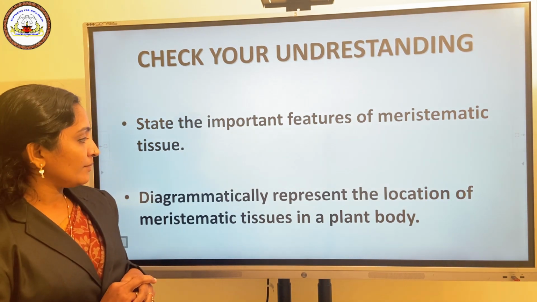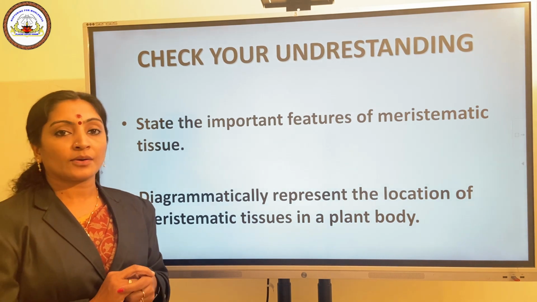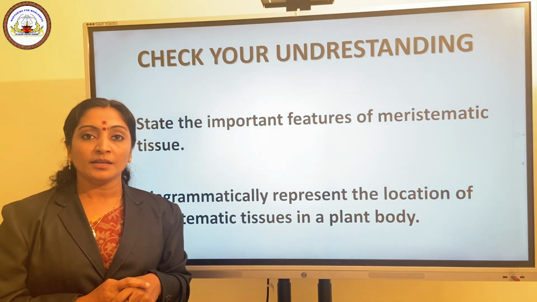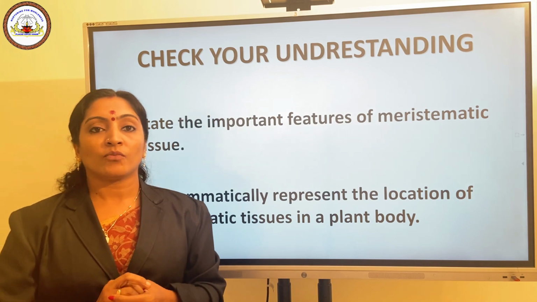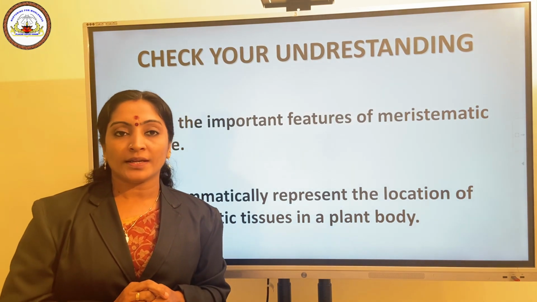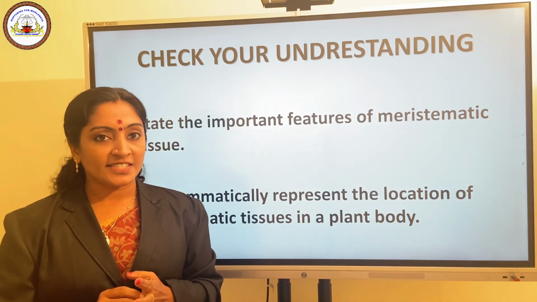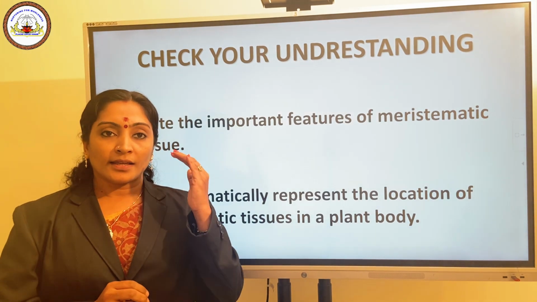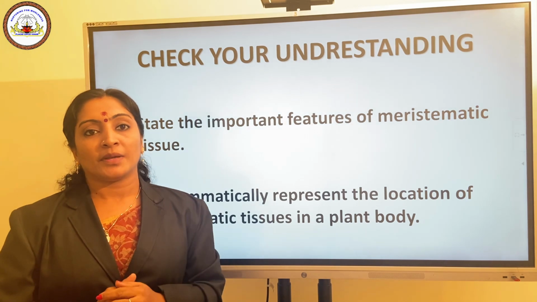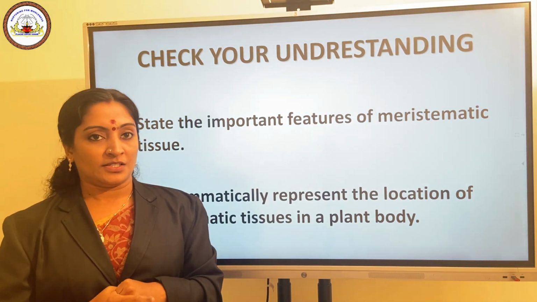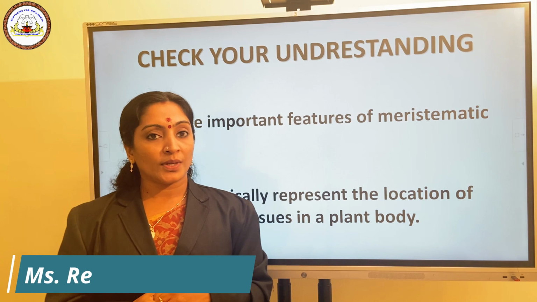The second question: diagrammatically represent the location of meristematic tissues in the plant body. In your textbook, one diagram is there. You have to copy the diagram and label the three different types of meristematic tissues: apical meristem, intercalary meristem, and lateral meristem. So this is about today's topic.